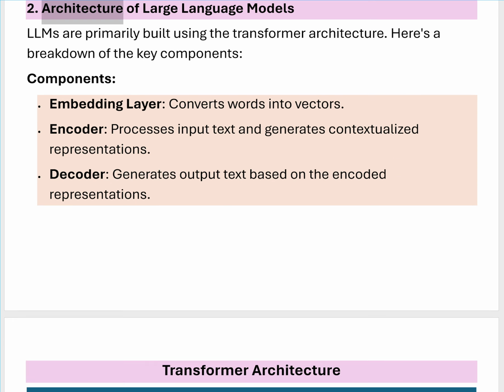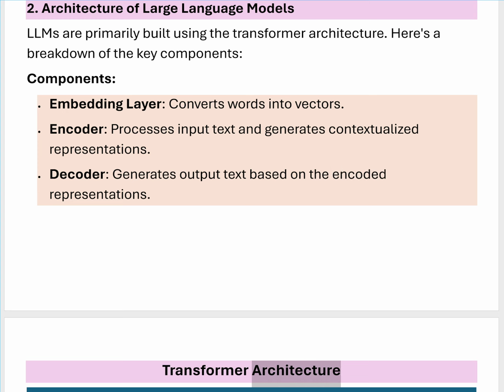2. Architecture of large language models. LLMs are primarily built using the transformer architecture. Here's a breakdown of the key components. Components. Embedding layer converts words into vectors. Encoder processes input text and generates contextualized representations. Decoder generates output text based on the encoded representations.